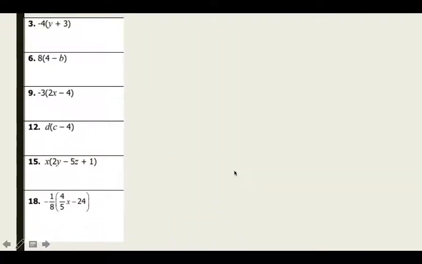Okay, let's do some harder ones. So we're going to skip down to 12. Okay, so D times C is going to be DC. D times negative 4 is going to be negative 4D.